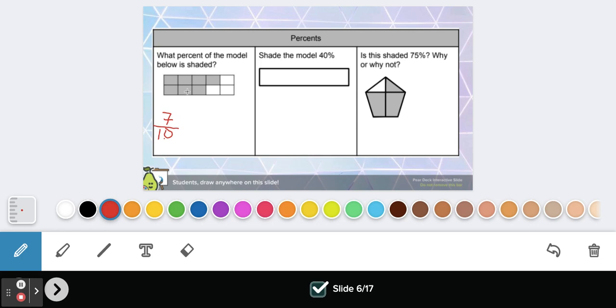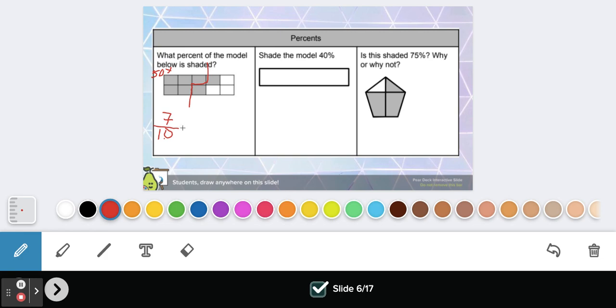If I'm using reasonableness, if I cut this in half, half of 10 is 5. 1, 2, 3, 4, 5. I know half of 100 is 50%. And this is more than 50%, because see how I have 2 more shaded? So that means this should be more than 50%.